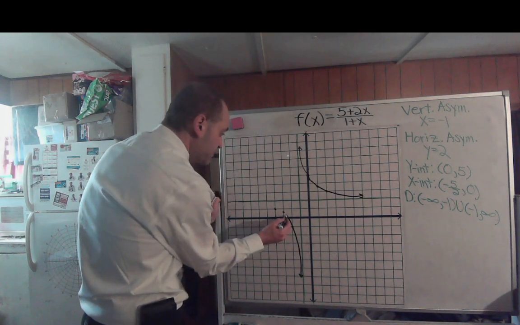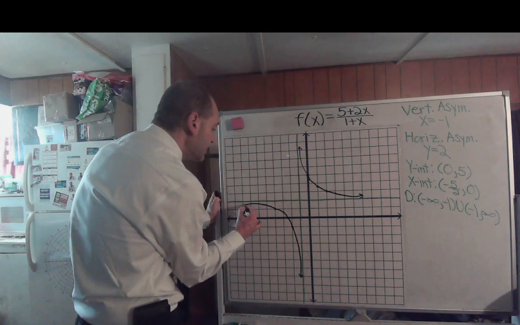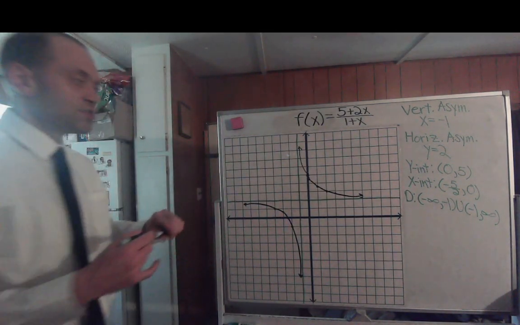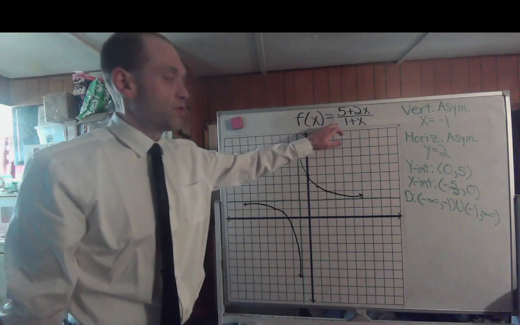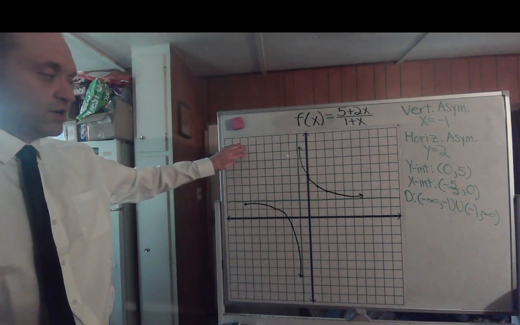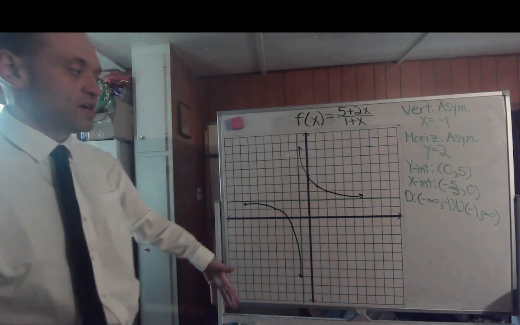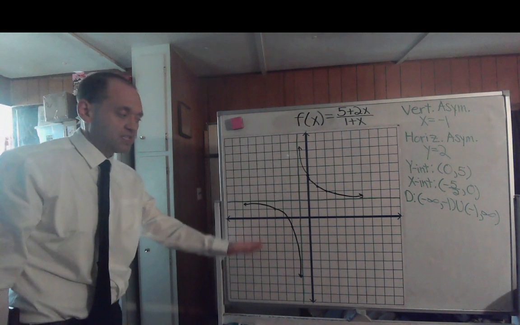So your graph is going to look a lot like this. And it almost looks like when we were graphing the degree less than that of the denominator, but it just shifted your horizontal and vertical asymptotes. That's all it's managed to do.